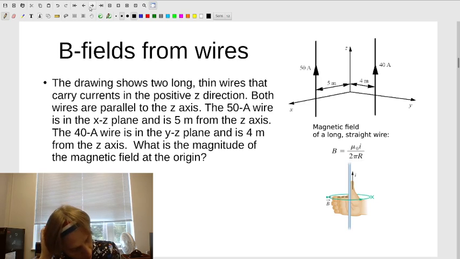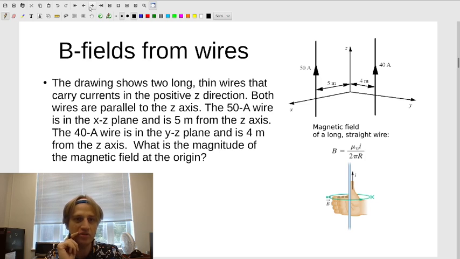Now, I assigned a homework problem on this that I am aware, just because I taught this course last year, that students have a bit of a problem with. So I'd like to spend a little bit of time just looking at it. It says, suppose we've got two long thin wires that carry currents in the positive z direction. Both of the wires are parallel to the z-axis. The 50 amp wire in the xz plane is 5 meters from the z-axis. The 40 amp wire in the yz plane is 4 meters from the z-axis. What is the magnitude of the magnetic field at the origin?